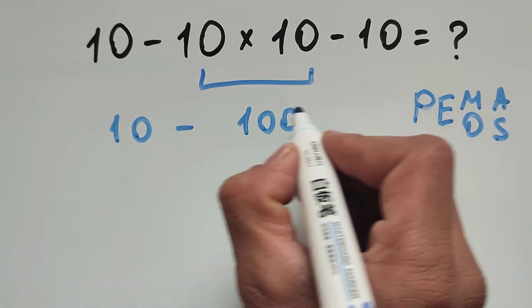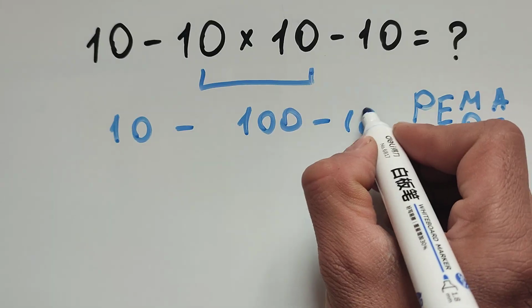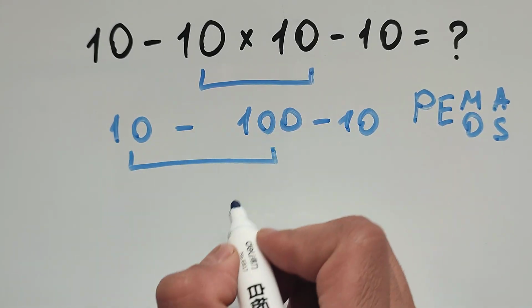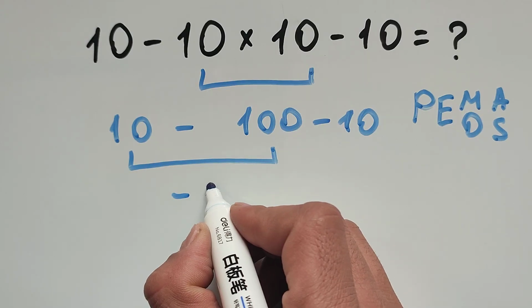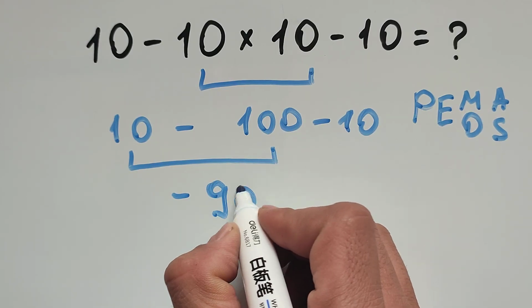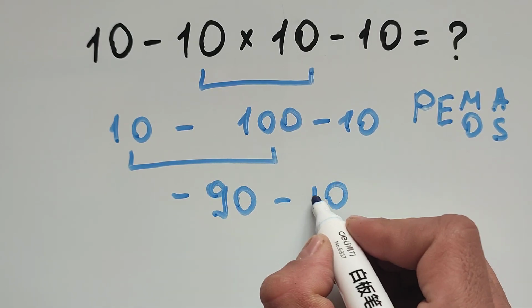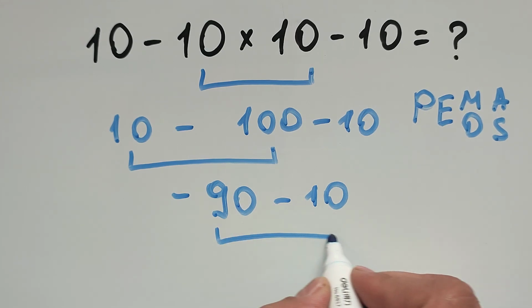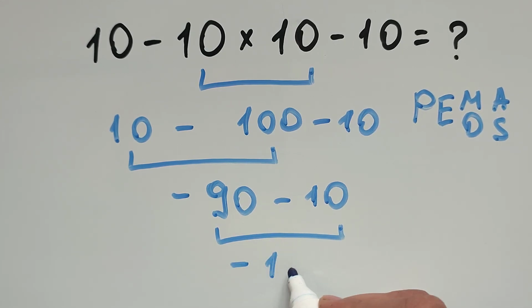10 minus 100 minus 10. And first we have to work this. 10 minus 100 equals negative 90 minus 10. And negative 90 minus 10 equals negative 100. This is our final and correct answer.